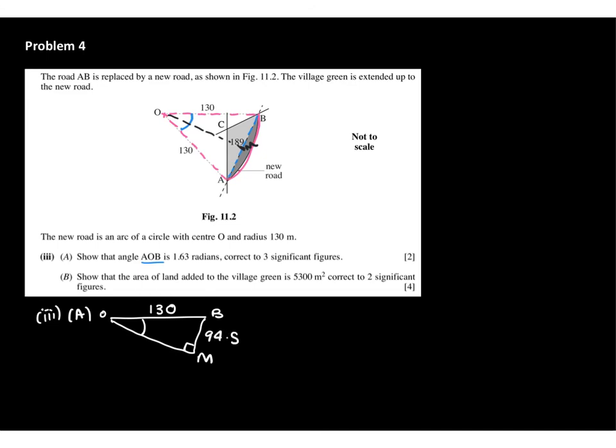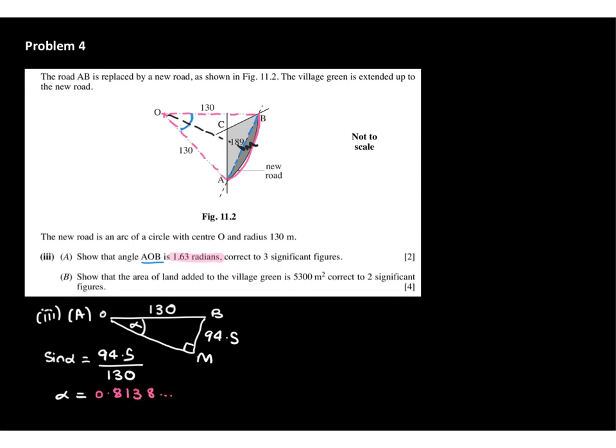So if I call this angle here alpha, I'm not going to use theta, we used it in the previous question, then we can see that sine of alpha is equal to the opposite 94.5 divided by the hypotenuse of 130, and alpha can then be worked out using the inverse sine. You must be in radians, however. Remember, the question here is in radians, and if you don't convert your calculator to radians, you're going to get the wrong answer at the end.